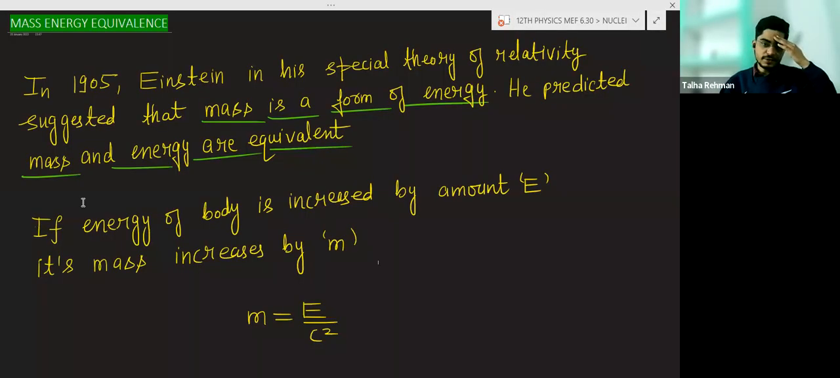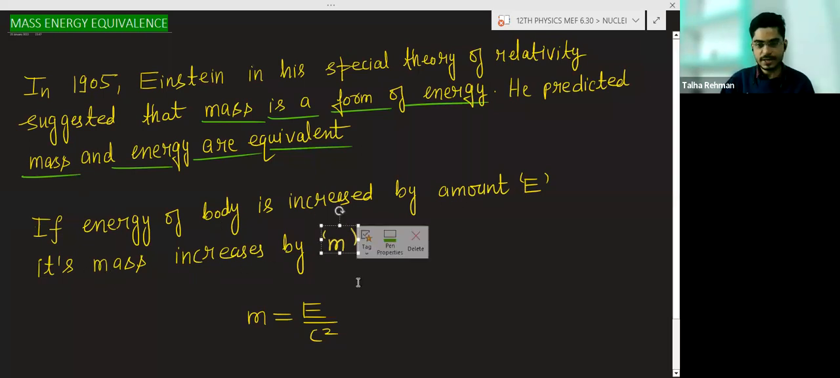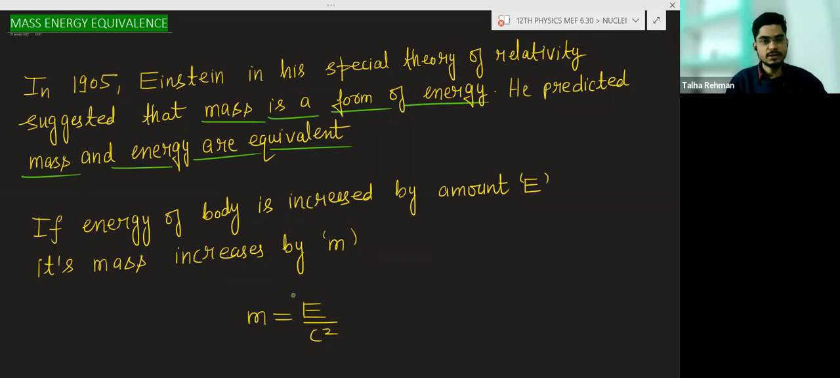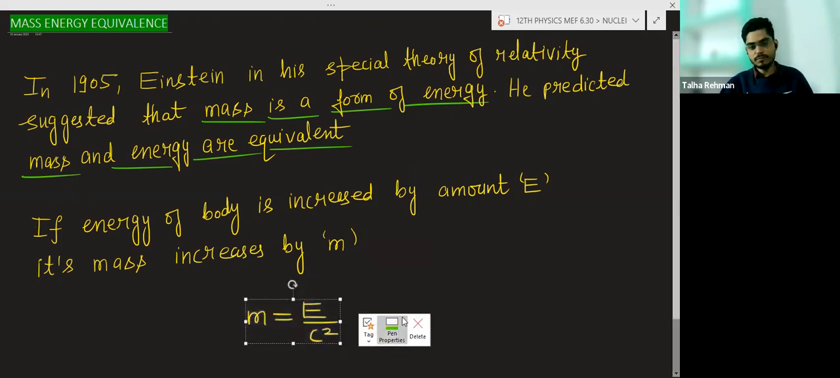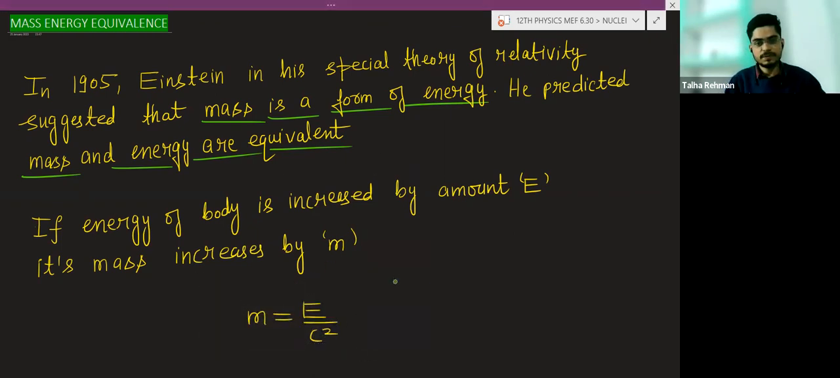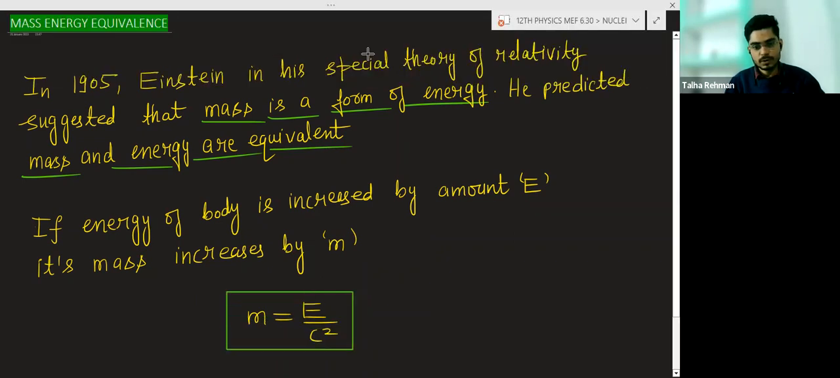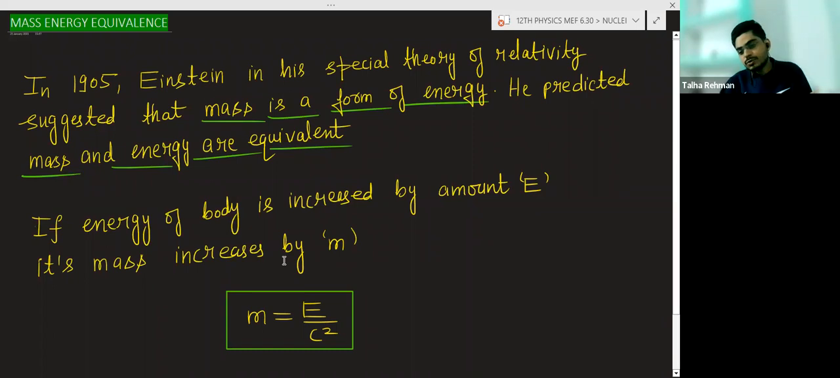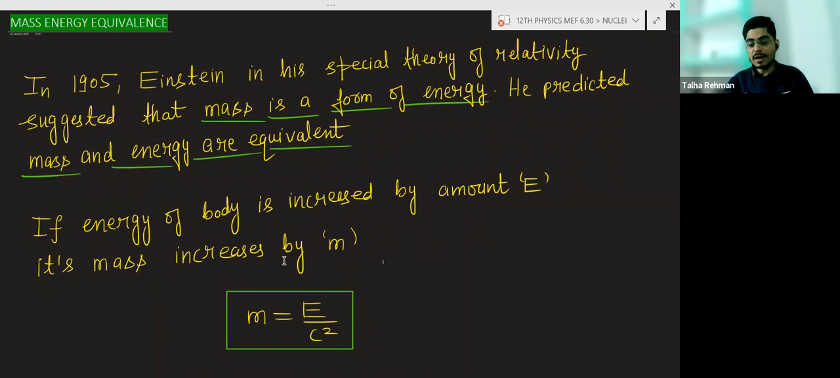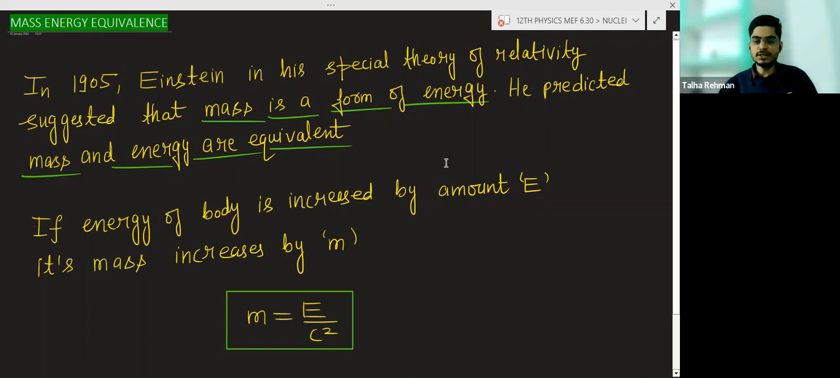You can see here, if the energy of a body is increased by amount E, its mass is increased by m, and that mass is given by E by c square. Basically, this equation E is equal to mc square was in this form in his research paper: m is equal to E by c square. Means if you are giving energy to some object, the mass of that object will increase. This is a very strange thing.